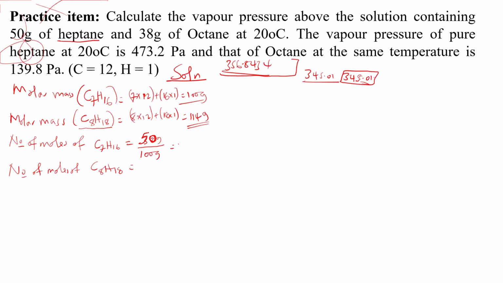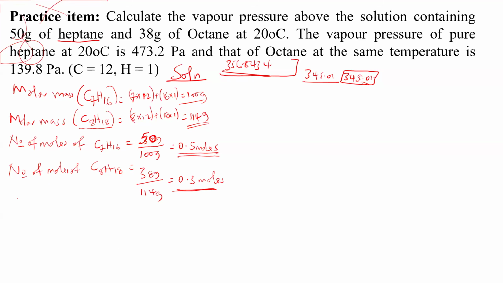That is 0.5. Are you seeing that? 0.5 moles. Okay, good. Now for octane, it will be 38 grams over 114 grams. What is the answer? 0.333 recurring. Okay, 0.3 moles, since we have taken one decimal. So after getting moles, what next?